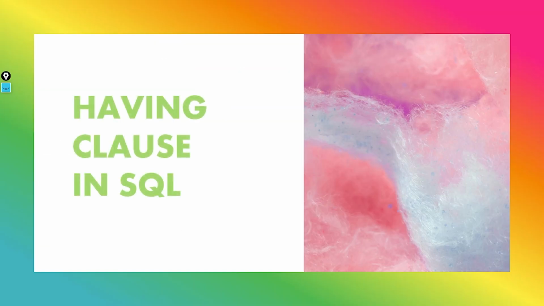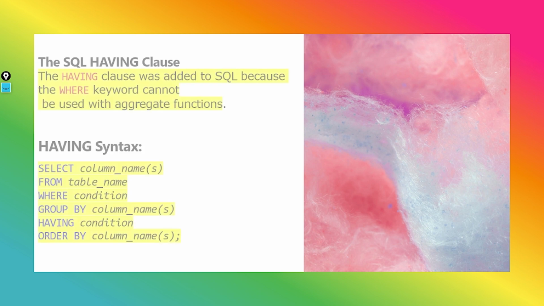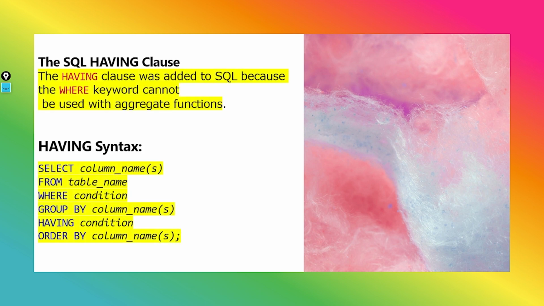Hello people, today's video is going to be about the HAVING clause in SQL. The HAVING clause in SQL is used in GROUP BY statements. Now what is the HAVING clause? What is the definition of the HAVING clause? The HAVING clause was added to SQL because the WHERE keyword cannot be used with aggregate functions.